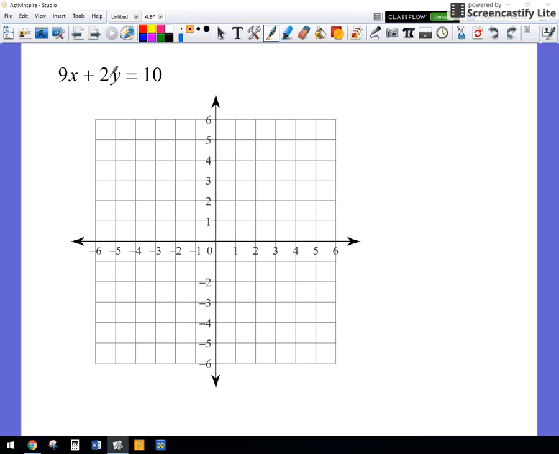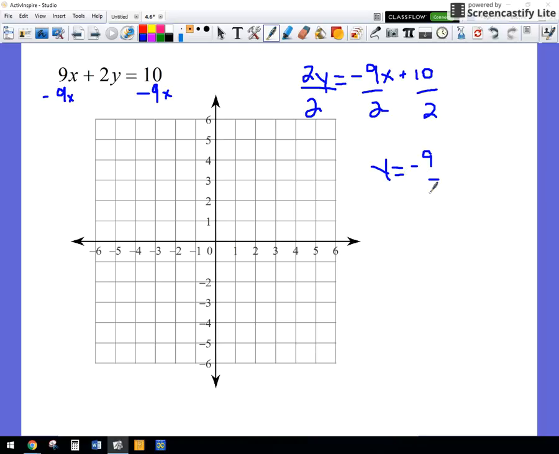So again, I want to get y by itself because I want this in function format with y as the output and x as the input. So I'm going to subtract 9x from both sides. So I'm one step closer because now the y is closer to being alone, and I have negative 9x plus 10. You guys don't have to put the x first. That's just how I'm used to seeing slope-intercept form, so it's how I like to do it. Now I'm going to go ahead and divide everything by 2. And I get y equals negative 9/2 x.